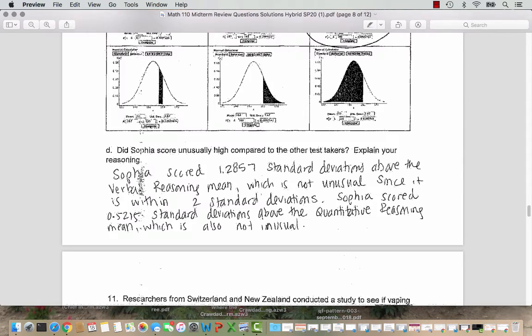And then we want to know, did Sophia score unusually high compared to the other test takers? Sophia scored 1.2857 standard deviations above the verbal reasoning mean, which is not unusual since it is within 2 standard deviations. Sophia scored 0.5215 standard deviations above the quantitative reasoning mean, which is also not unusual. If Sophia had been more than 2 standard deviations away, that's when we would say she did unusually well, or if she was on the low side, we'd say she did unusually low.